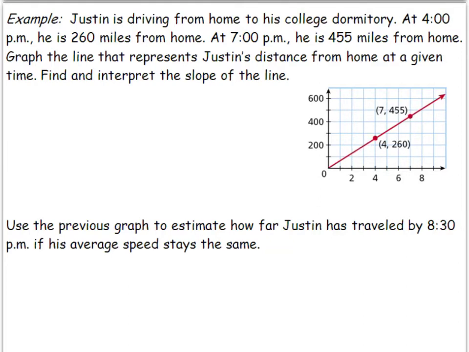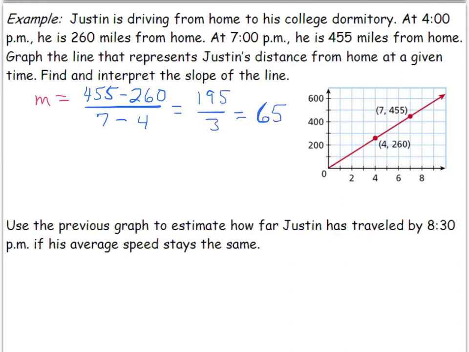If we're going to find the slope, we do it just like we were doing before. We take y2 minus y1, so 455 minus 260, over x2 minus x1, so 7 minus 4. When we do this, we end up getting 195 over 3, which reduces down to 65.